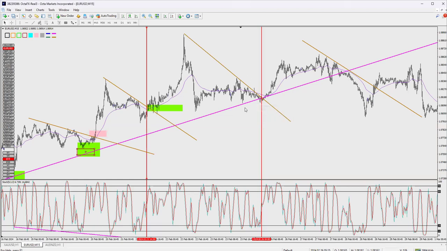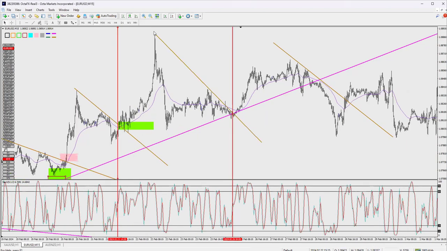Still at this point we have divergence. We have a higher low, high, then we have a lower low. So this is a divergence. Once you have this divergence, again, you draw your trend line, you wait for a breakout. Once you have a breakout, you put your stop loss down here. That's how you enter the trade.